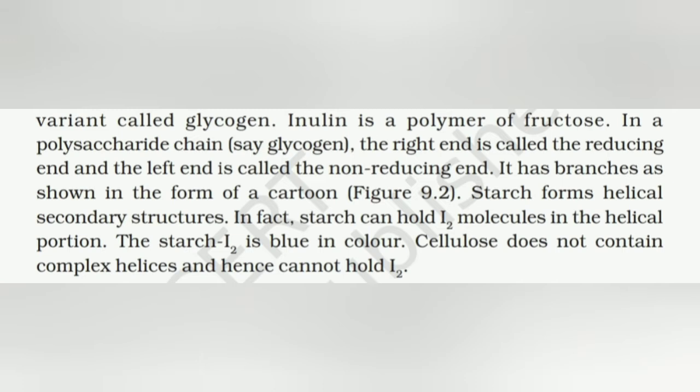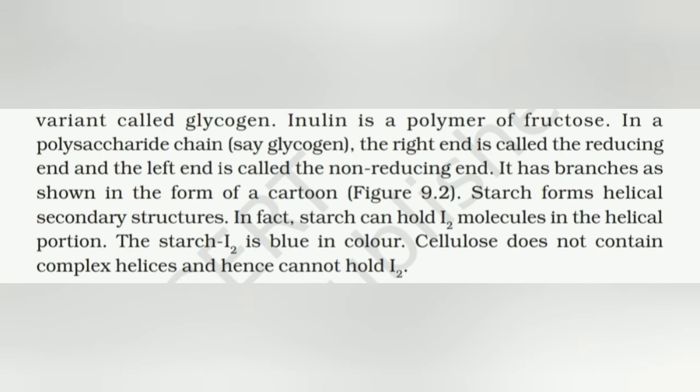In a polysaccharide chain, say glycogen, the right end is called the reducing end. R for right, R for reducing. And the left end is called the non-reducing end. It has branches as shown in the figure.